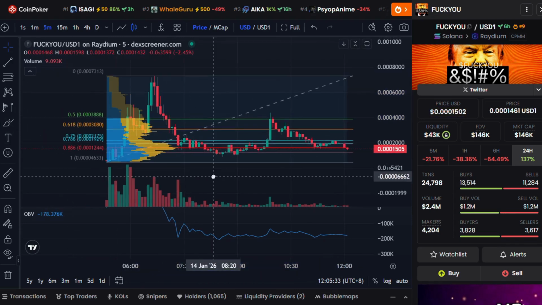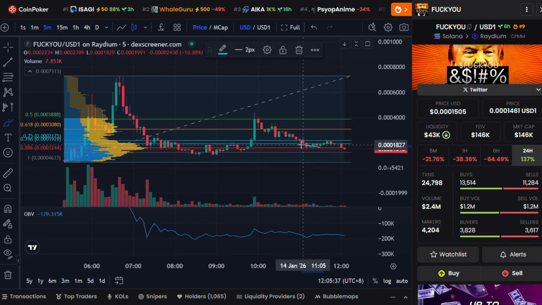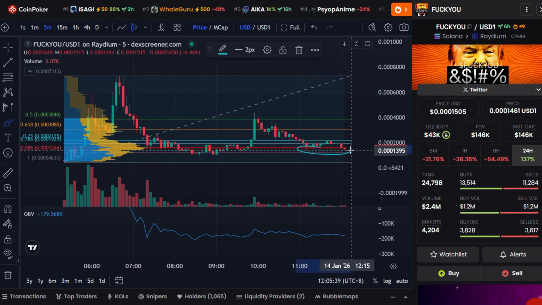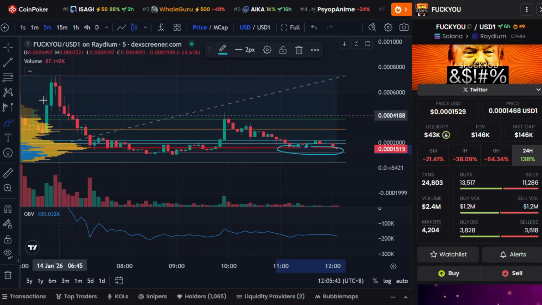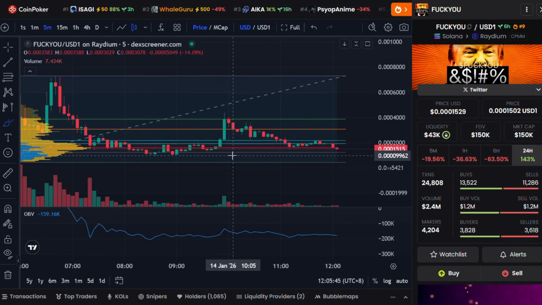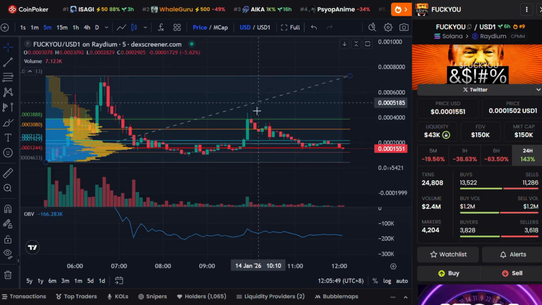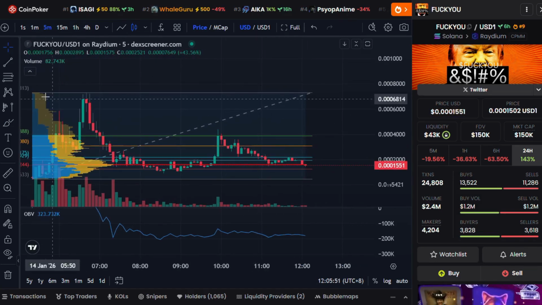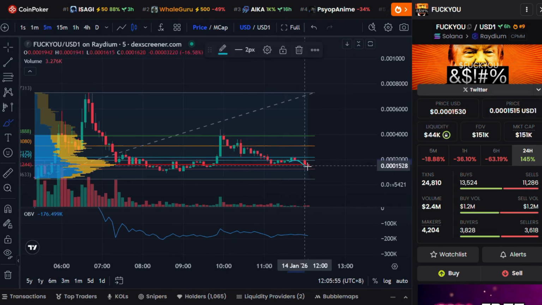Right now, price is finding support directly on the point of control, which is a constructive sign. What I want to see is price hold this level, begin to build a base, and then attempt to reclaim the 0.5 Fibonacci level and the point of control together as support.